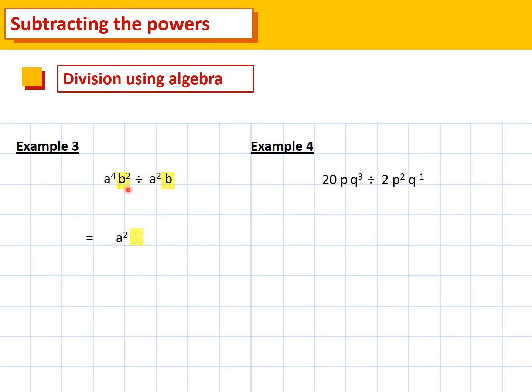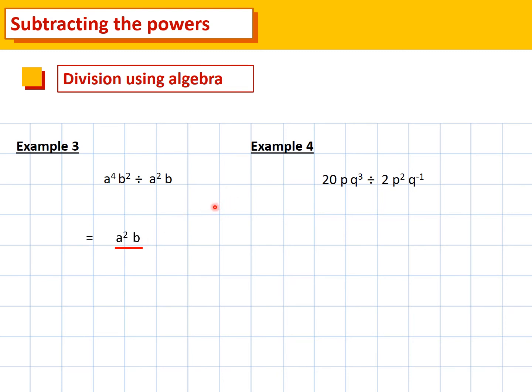And for the b term, just be careful here. Although we can't see a number here, there is a power of b and it's 1. It's not a power of 0, it's a power of 1. So when we're subtracting the powers, it's 2 subtract 1. And that just gives us b to the power of 1, which is just b.